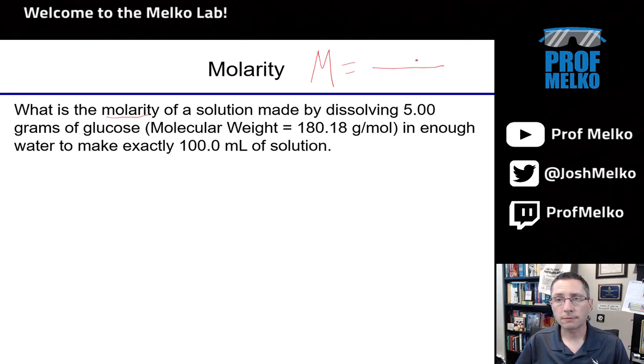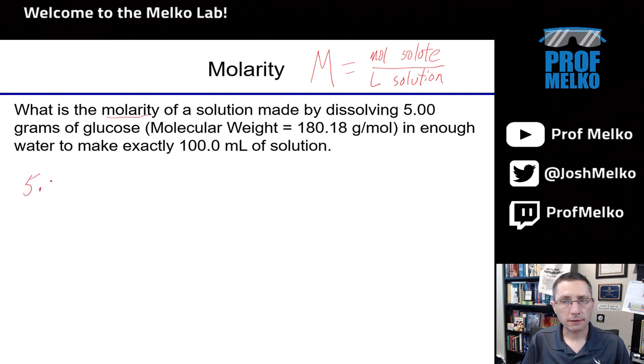Molarity is always moles solute over liters solution. So be careful. The numerator here is solute, the thing that there's less of. The denominator is solution, which is total. So the thing that there's less of here is glucose. You're putting a little bit of glucose in a lot of water. So we need moles of glucose.